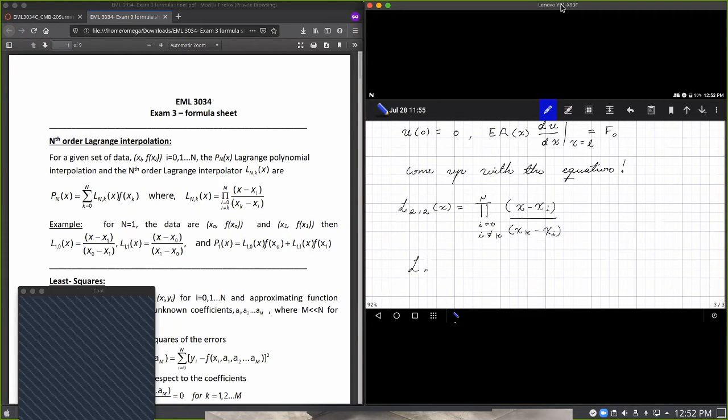So L2 is going to be equal to, I'm going to have my first one, which is x naught, and then k. In this case, if I remember correctly, I think this is n and I think this is k. So this will be x2 minus x naught. Then I'm going to multiply by the second one. The second will be x minus x1, and this will be x2 minus x1. And now the next one, you don't write it. This is as far as you go.